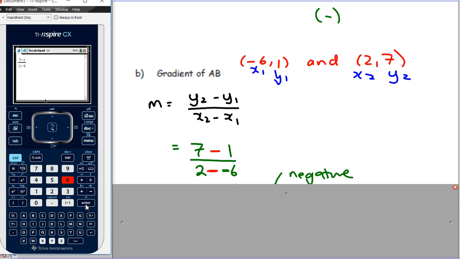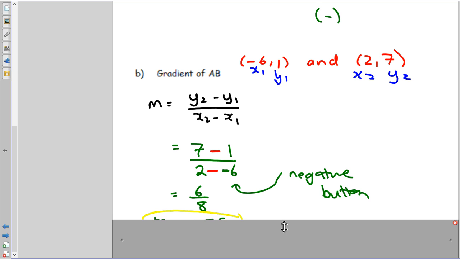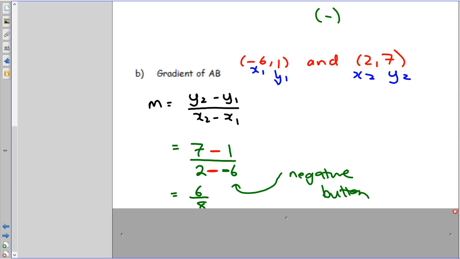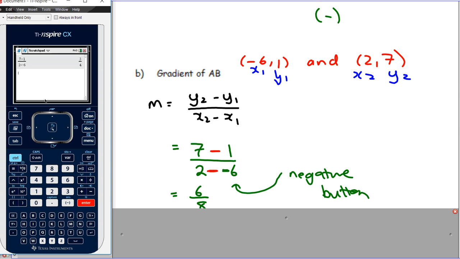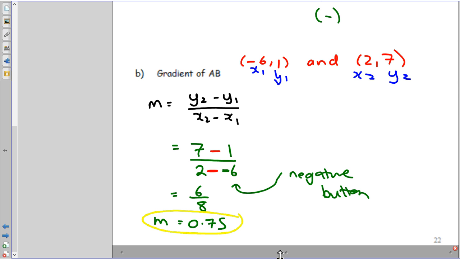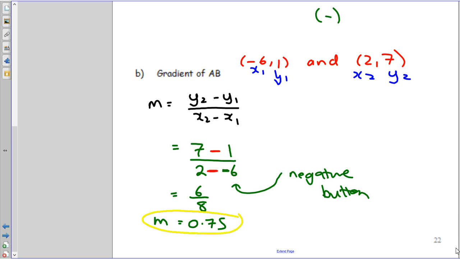So that, if you were to do it by hand, by the way, 7 minus 1 is 6, 2 minus negative 6 is 8. This could be a non-calculator question. And on your calculator, notice you got 3/4, or you could write it as a decimal. So you could write it as a simplified fraction, 3/4, or you could write it as a decimal, 0.75. Both are correct. Just be aware that this could be on a non-calculator paper, these kind of questions.